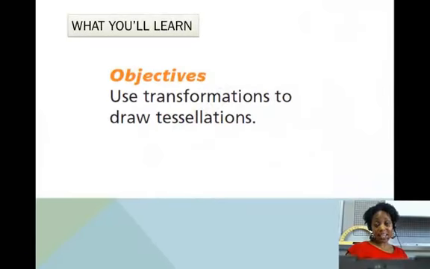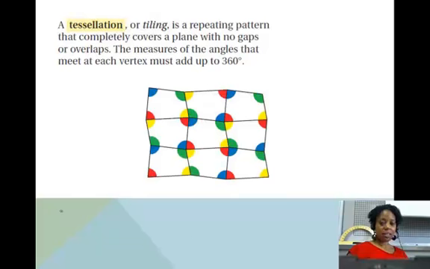In this lesson and tomorrow, we're going to practice using transformations, which are rotations, reflections, and translations to draw tessellations. So a tessellation is pretty much just a tiling of the plane. So you have a pattern that repeats and it fits together nicely so that there are no holes and gaps, and it completely covers a flat surface without any overlapping.